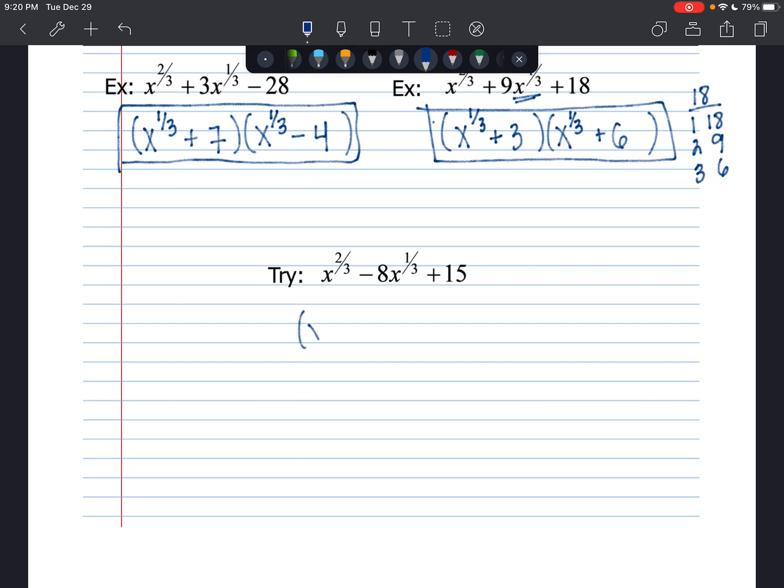Welcome back. You should have gotten x to the 1/3 minus 3 times x to the 1/3 minus 5 as a final answer.